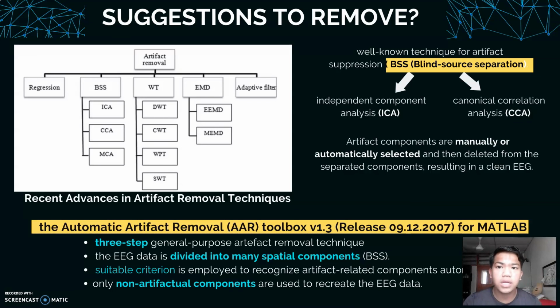The other suggestion is the automatic artifact removal AAR toolbox version 1.3, which is for MATLAB. It is a three-step general purpose artifact removal technique. First, the EEG data is divided into many spatial components in the BSS. Second, a suitable criterion is employed to recognize artifact related components automatically, which is to choose whether to remove EOG or both EOG and EMG using the spatial filters. And last, only the non-artifactual components are used to recreate the EEG data.